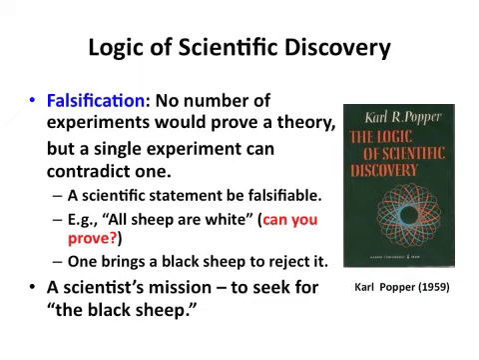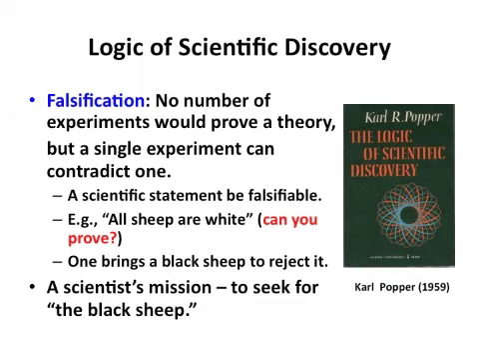And now we want to introduce a very famous book written in 1959 by Karl Popper. This was probably one of the most influential books of the 20th century. It described the logic of scientific discovery by claiming that a scientific statement should be what? Falsifiable. Falsifiable. What does that mean?